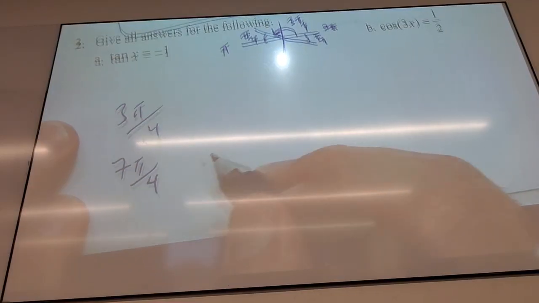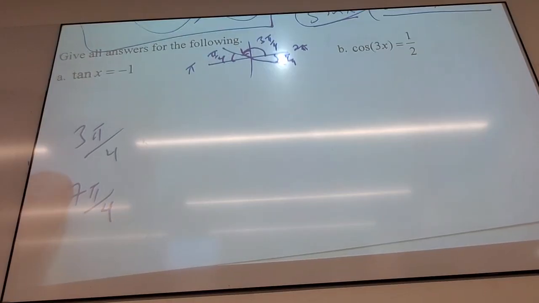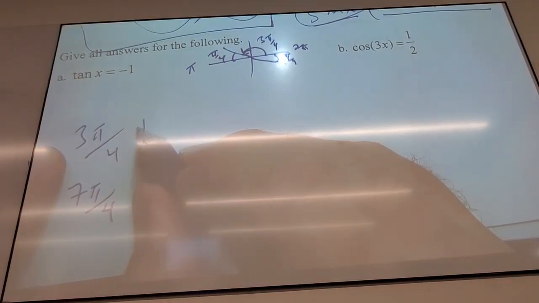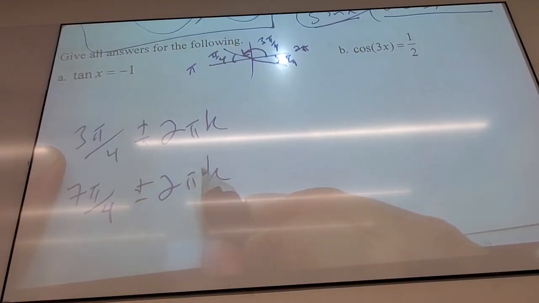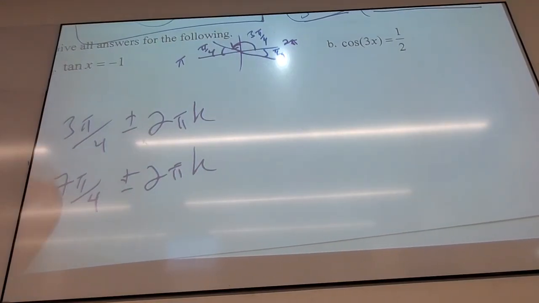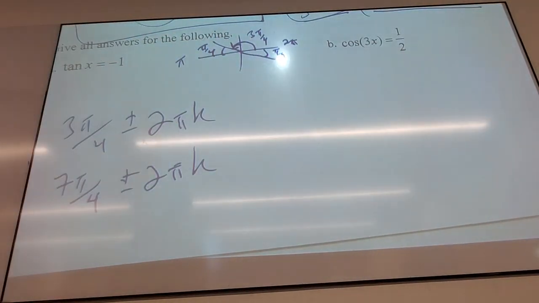I'm going to make a mistake. I'm going to make a mistake different than what somebody else did. I'm going to do this. This is an understandable mistake. If you make this mistake, I'm not going to get upset. But it should be semi-obvious why this is a mistake. Tangent's period is what? Pi.